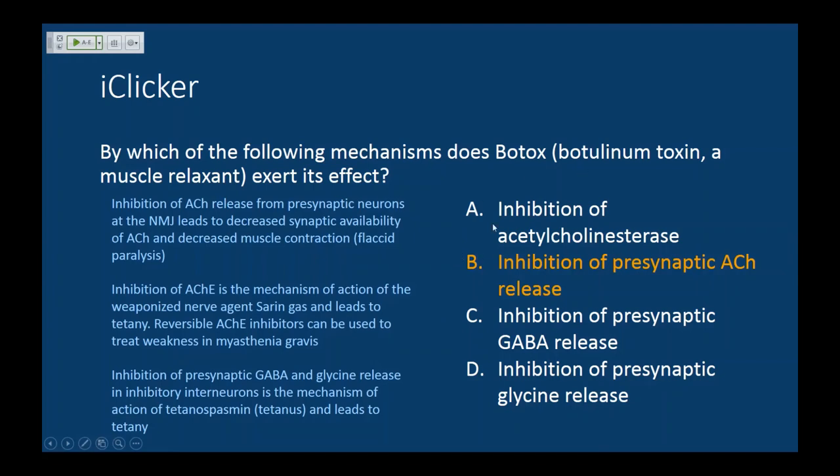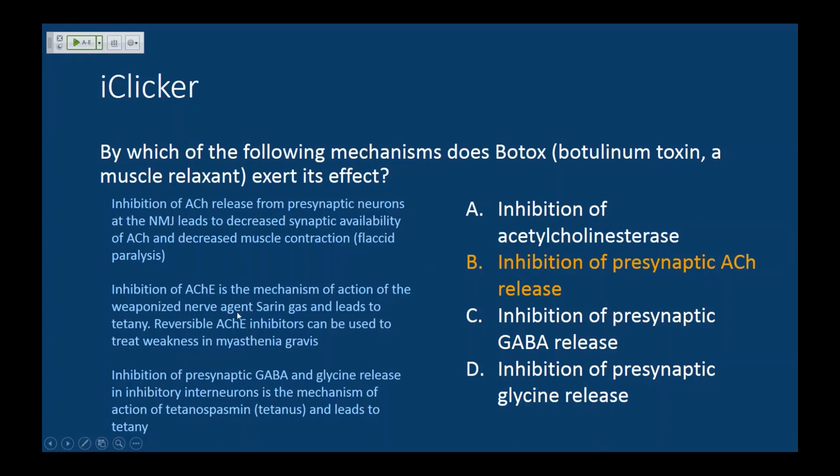Okay. Some of you said A, if you inhibit acetylcholinesterase, you're actually going to increase the amount of acetylcholine within the synapse because it's not being degraded, and that will lead to tetany or sustained muscle contraction, which is the exact opposite. And that's how tetanus toxin works. Actually, no, that's not how tetanus toxin works. That's how some nerve agents work. Inhibition of GABA and glycine release, which are inhibitory, is how tetanus toxin works.